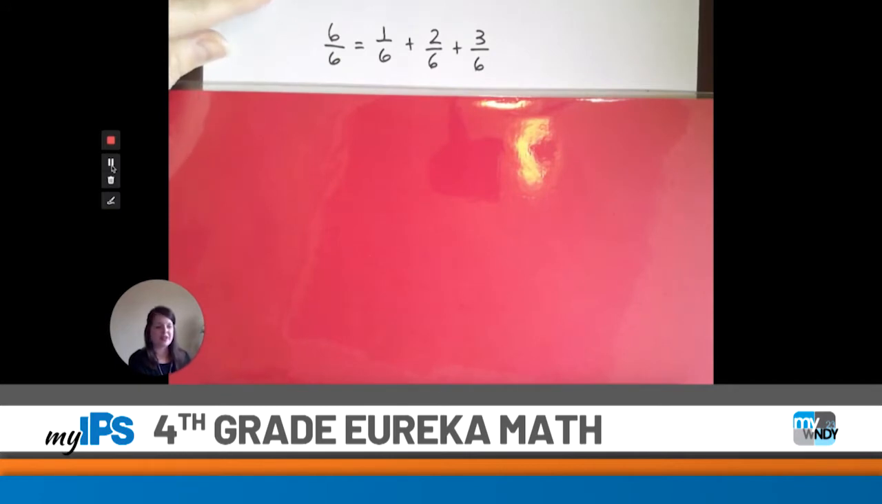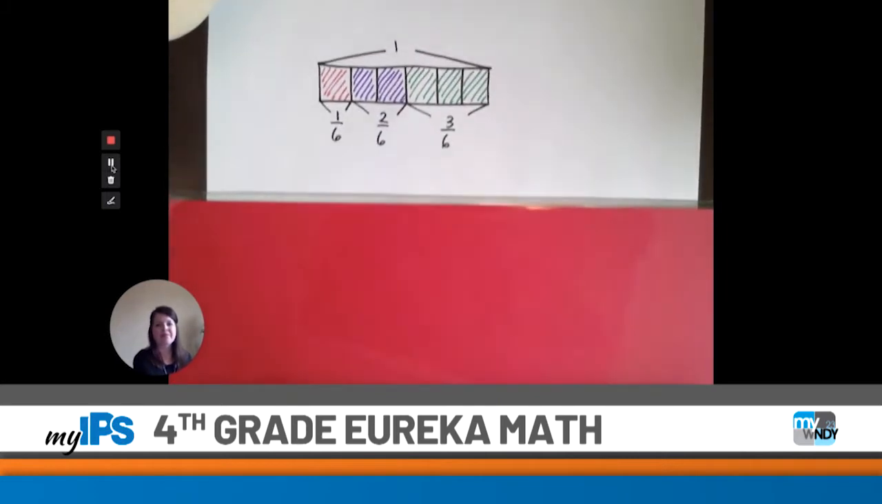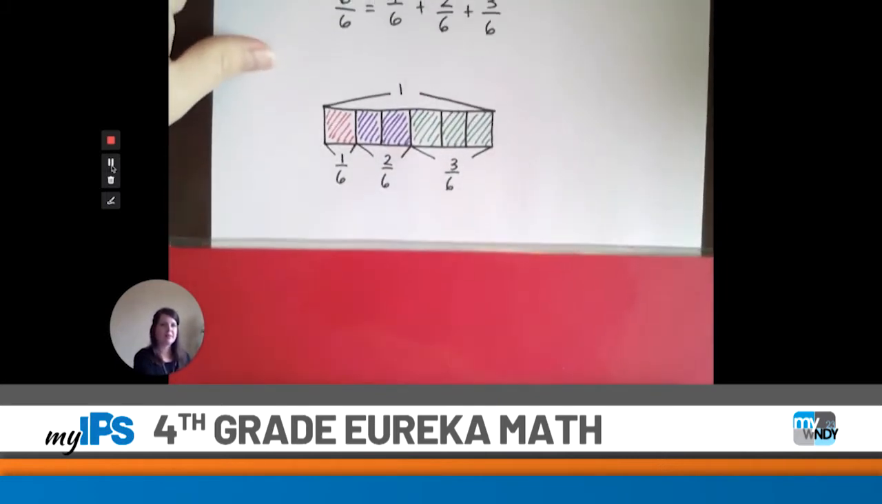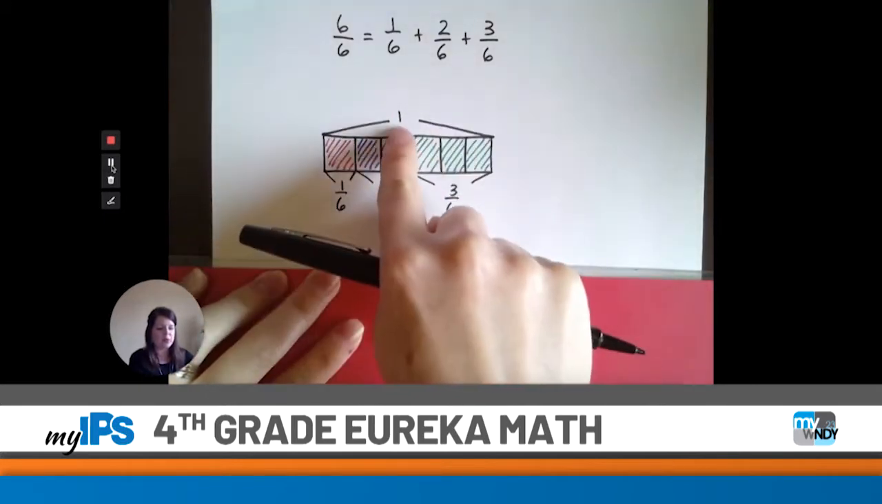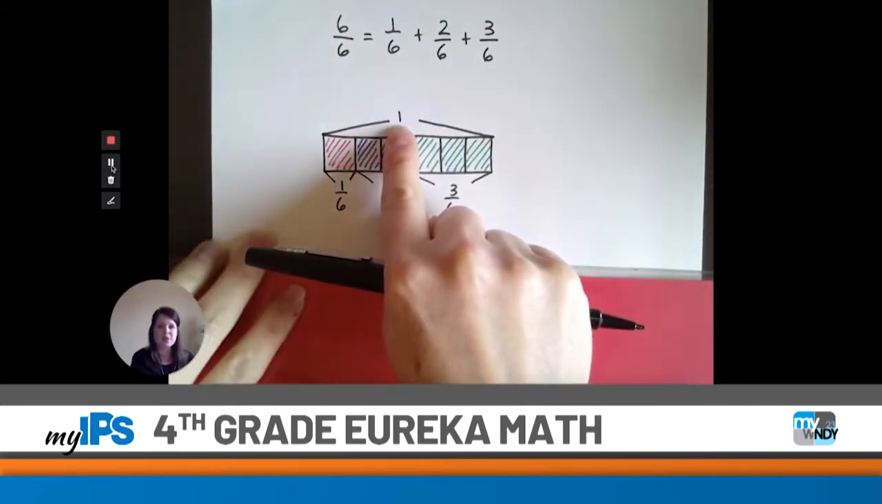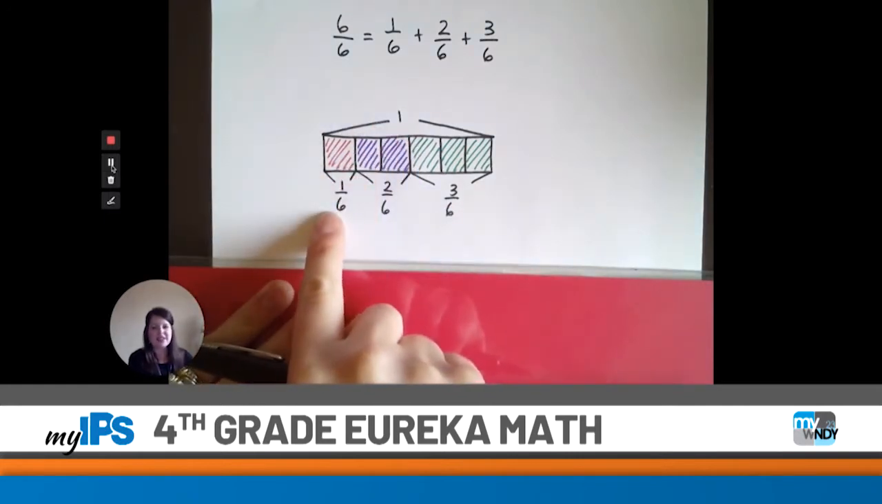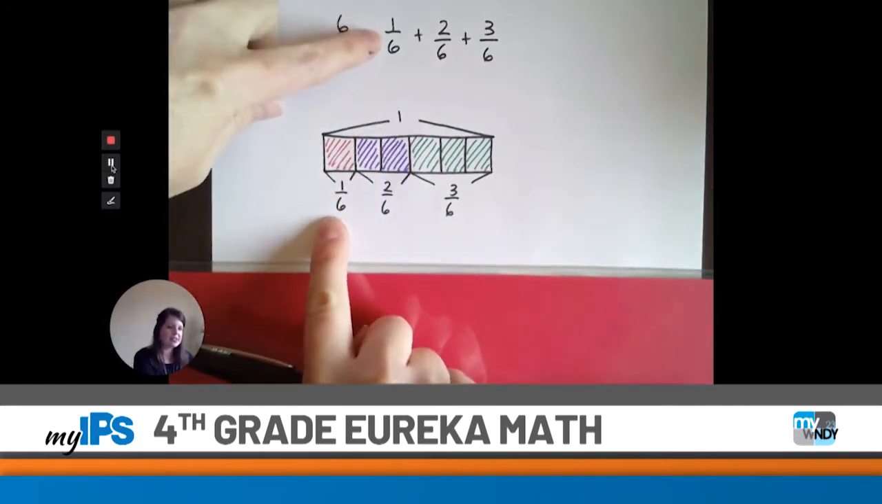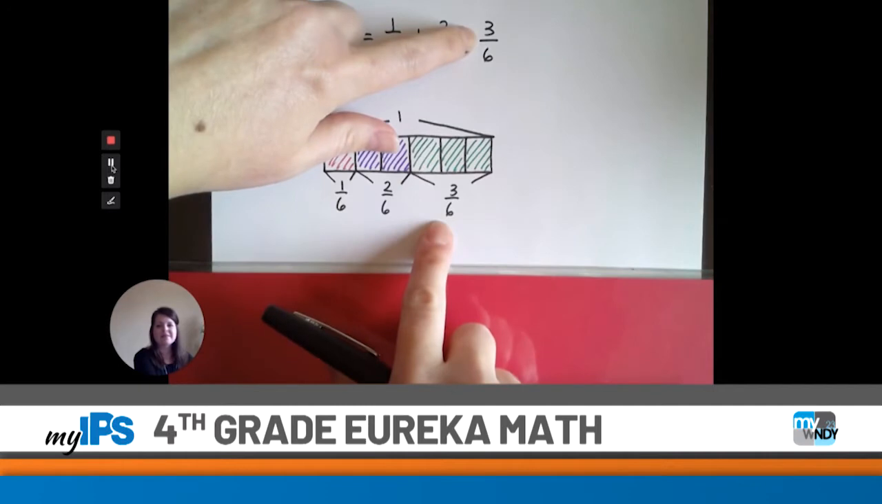Your tape diagram may look similar to this one. I labeled the whole thing as one whole because 6/6 is equal to one whole. And then I used the brackets to label the add-ins from the number sentence. So I have 1/6 here, 2/6, and 3/6.